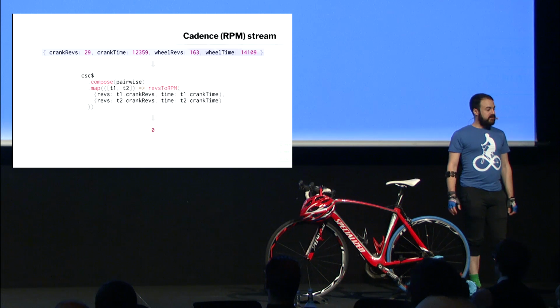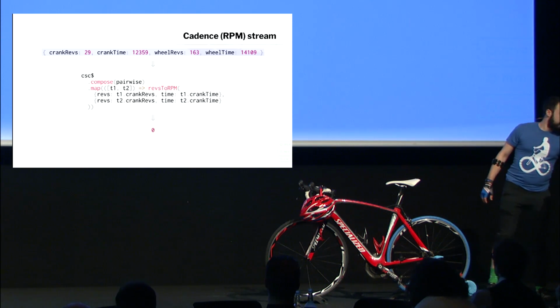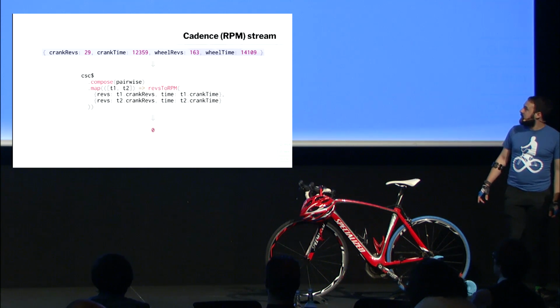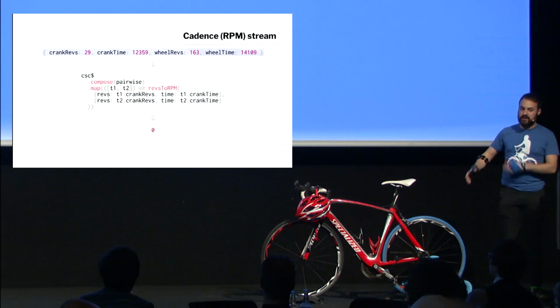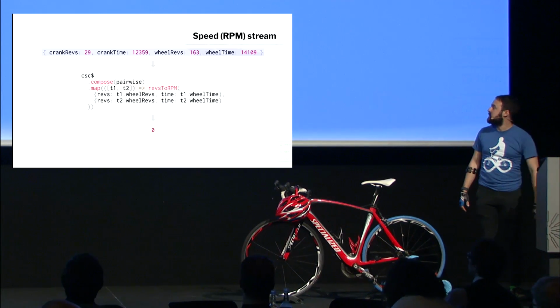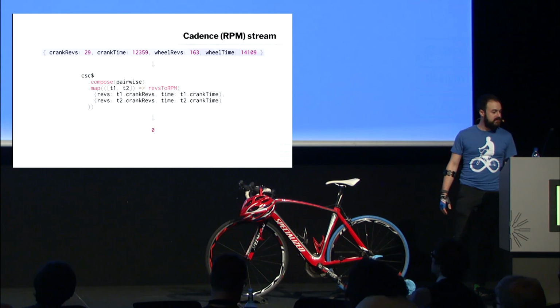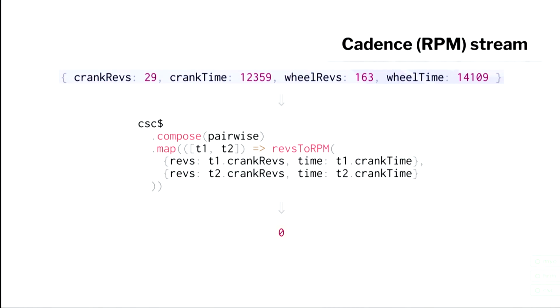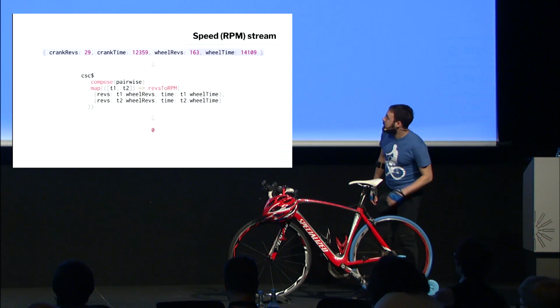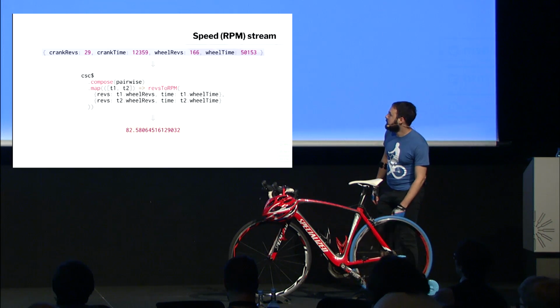But for the speed of the wheel, what you see happening here is we're taking the pairs of samples, and we're just doing a little bit of object munging before we pass it into a utility that does the math for us. We're pulling out the crank revolutions from the first sample, and then the crank revolutions from the second sample. And then the function revs to RPM is going to just do the math, comparing how much time has passed and how many cranks have happened. We can do that for speed as well. So if I turn the wheel, we can get RPM off of the wheel.